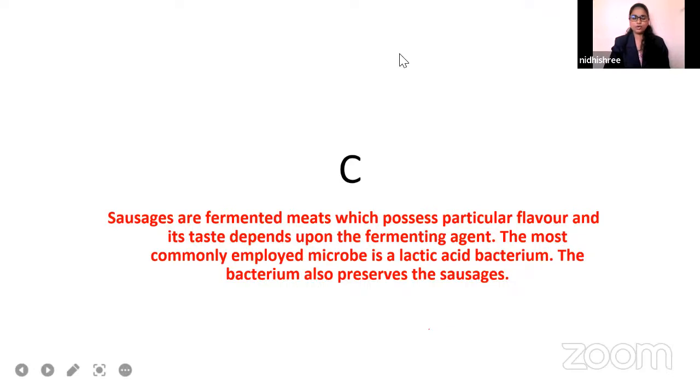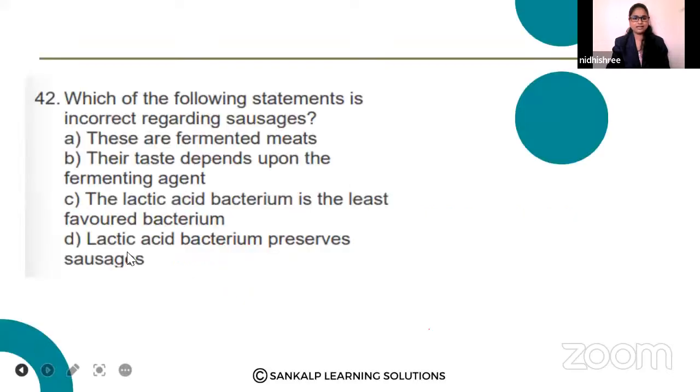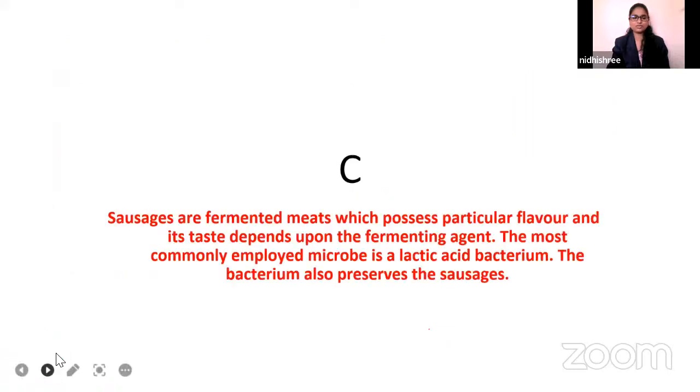So here, in the explanation, sausages are fermented meats which possess a particular flavor, and their taste depends upon the fermenting agent. So all three options are correct. The most commonly employed microbe is lactic acid bacterium. The bacterium also preserves sausages. So option C, least favored, is a wrong answer.